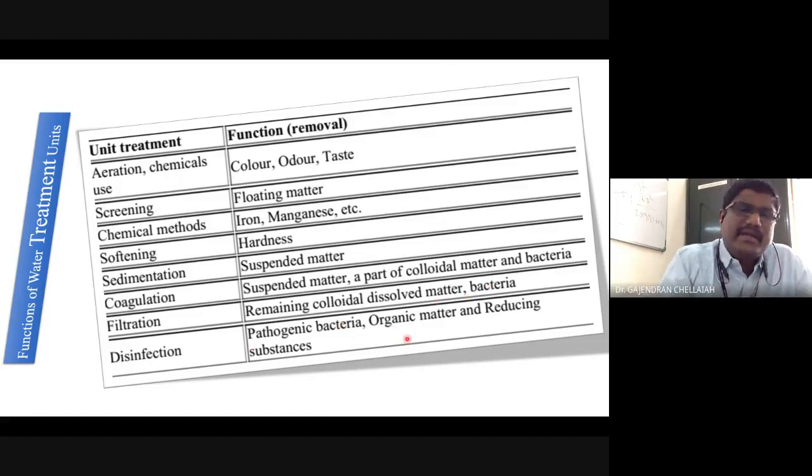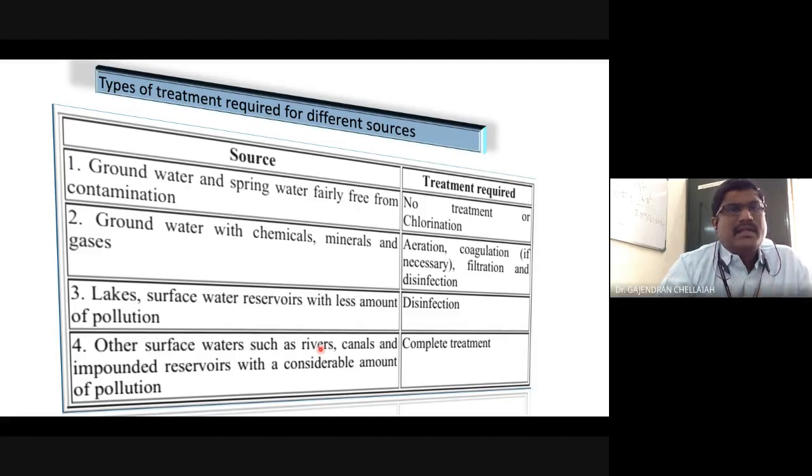Normally bacteria only. The filter system will remove 99.9% of bacteria from the water if we are using a slow sand filter. With a rapid sand filter, it will be lesser than that. Then disinfection takes care of the pathogenic bacteria, organic matter, and reducing substances. So if any is present after treatment, it will be removed by using a suitable disinfection method. So what are the types of treatment required for different sources?